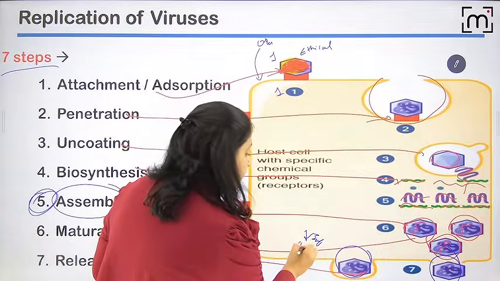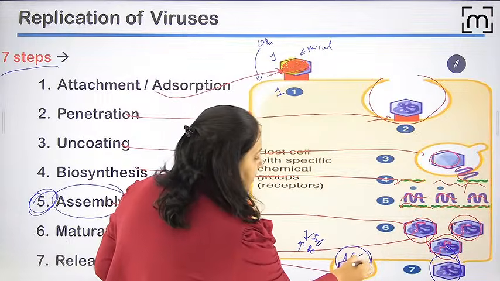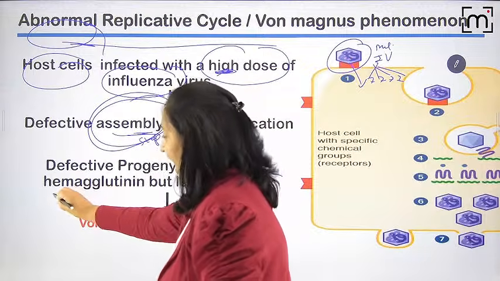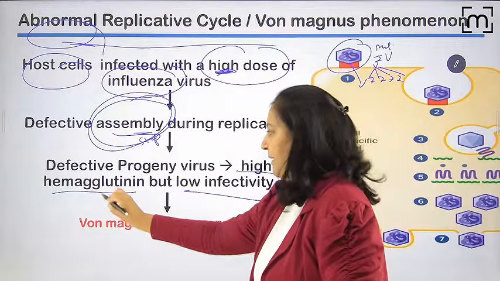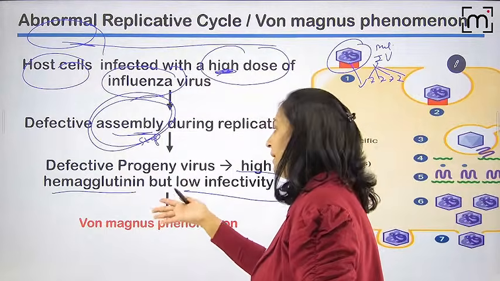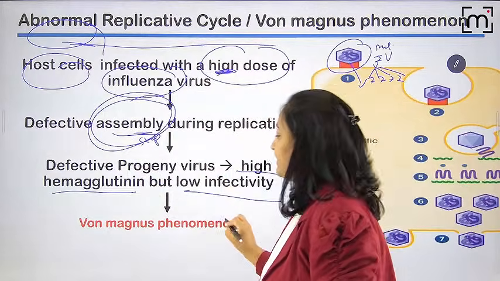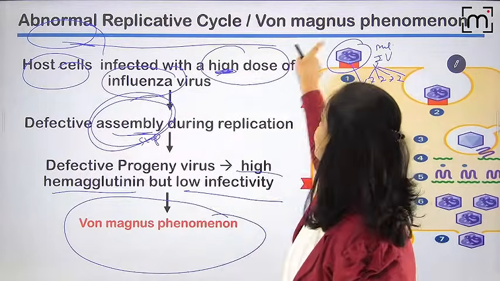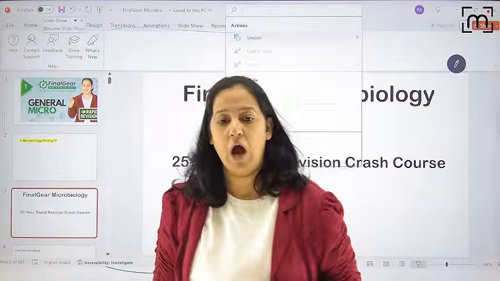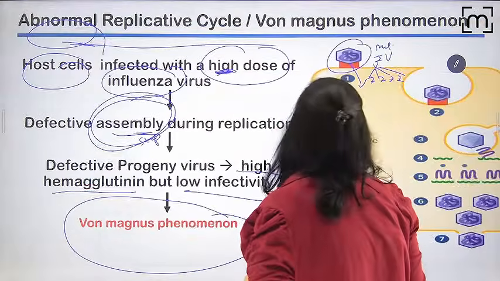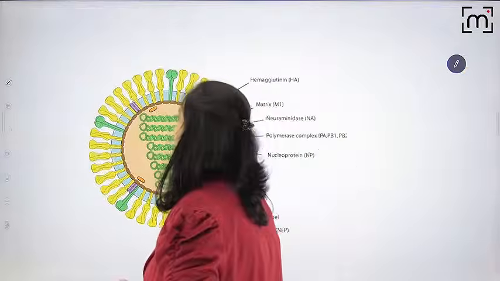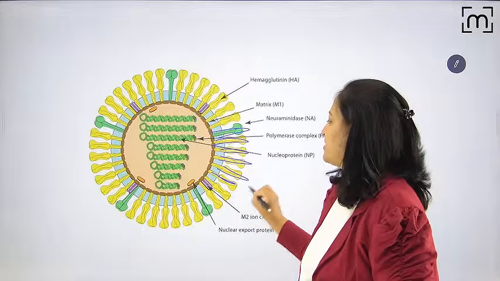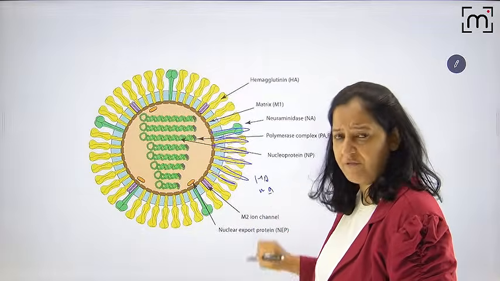And it is having more peplomers. Peplomers are the spiky projections on that. So see, it is having high peplomers and low infectivity. Hemagglutinin is the peplomer. It is having high peplomers, high hemagglutinin, and low infectivity, and this is known as the von Magnus phenomenon. The scientist who discovered it, von Magnus phenomenon. It's the abnormal replication. Out of the 7 steps, which step is abnormal? You have to learn that. I hope you all got it. You can see these are peplomers, the spiky projections. They are of 2 types, HA and NA. I will teach you in influenza virus.